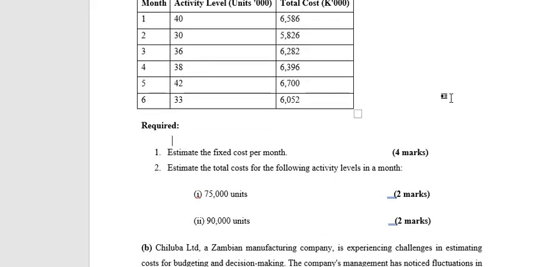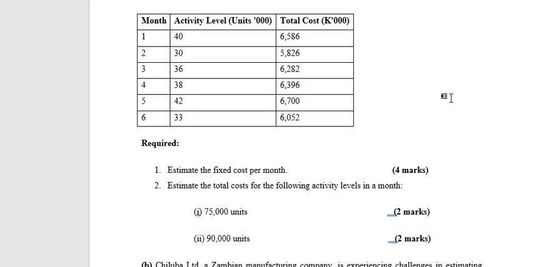So this is what we have. Month 1 we have 40 and the cost, 30 and the cost, 36 and the cost, 38 and the cost, 42 and the cost, 63 and the associated cost. We are required to estimate the fixed cost per month.